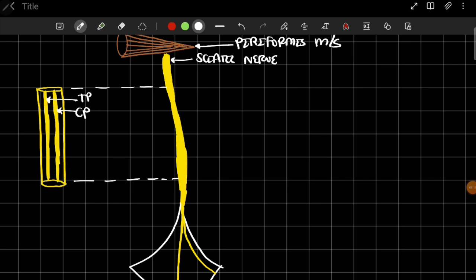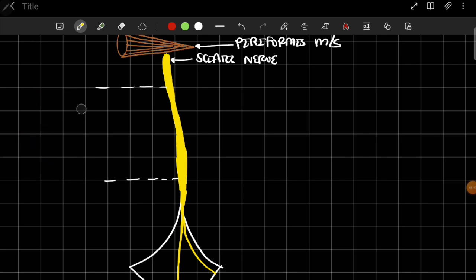So if some branches are to be given, the branches are given by the tibial part or the common peroneal part. These branches are separate branches, they are not common branches. They are not from one single structure, they are from two different nerves, the tibial part of sciatic nerve and the common peroneal part of sciatic nerve. This is something important you should know.